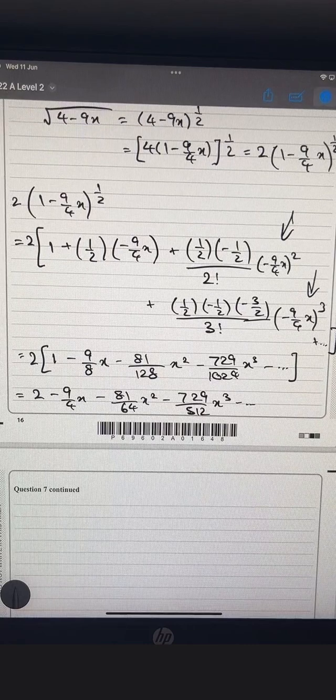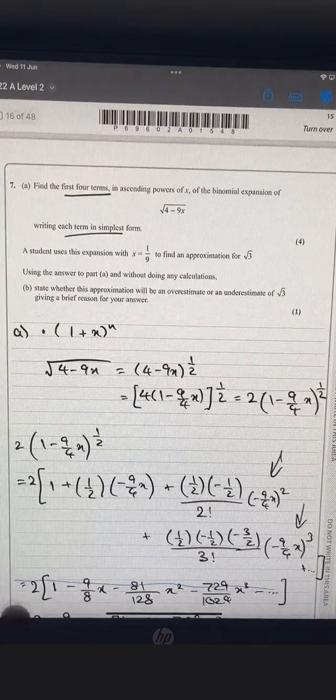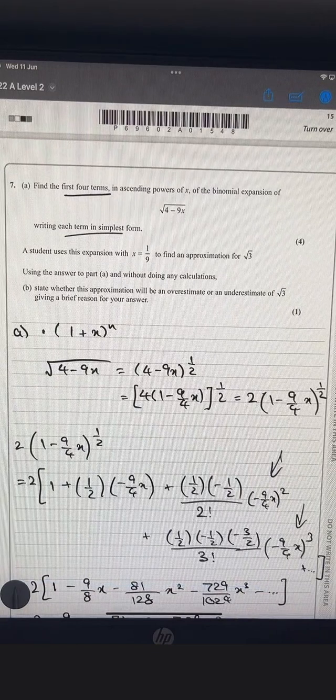So part B is a bit of a weird one. A student uses this expansion with x equals 1/9 to find an approximation for root 3. So if I just put in 1/9 as x into my calculator, I get that that is equal to the square root of 3. 4 minus 9 times 1/9 is just root 3. Using the answer to part A and without doing any calculations, state whether this approximation will be an overestimate or an underestimate of root 3 and give a brief reason for your answer.